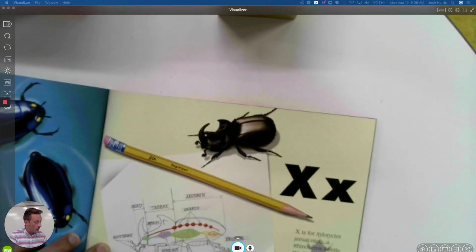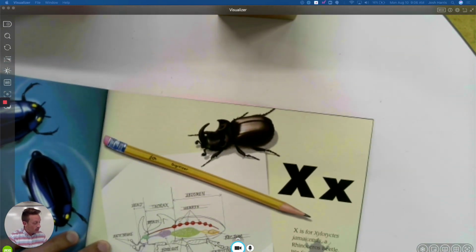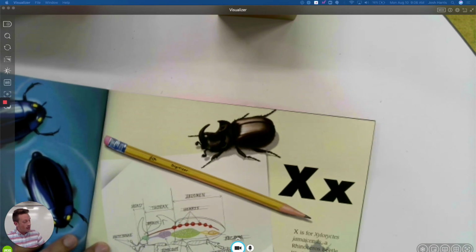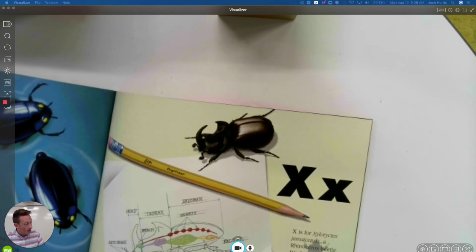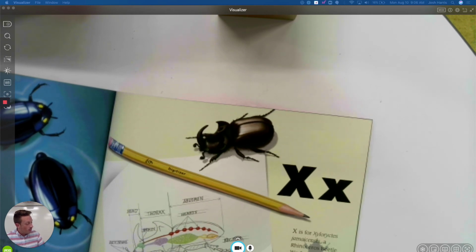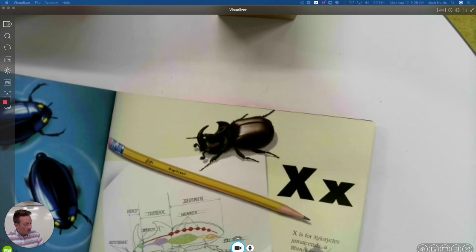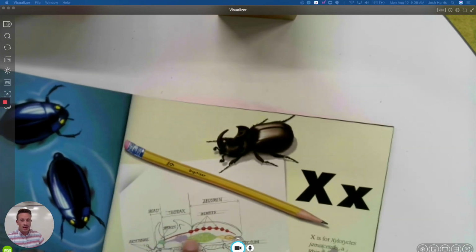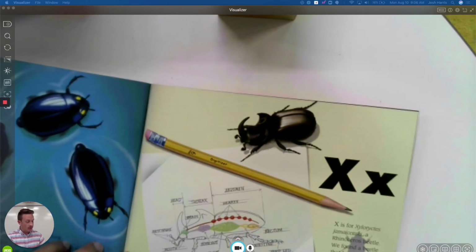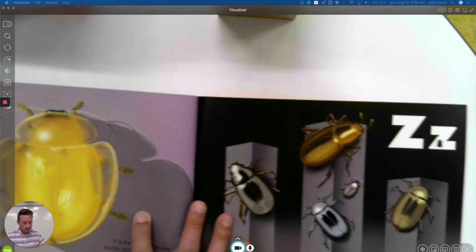X is for the Exloricites juminus, a rhinoceros beetle we found. A beetle that begins with X, but it's more fun to see a beetle's guts. So look, this is the inside of the beetle that they've diagrammed out for us.